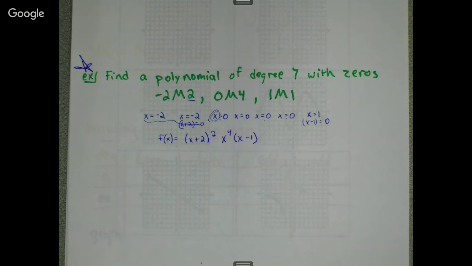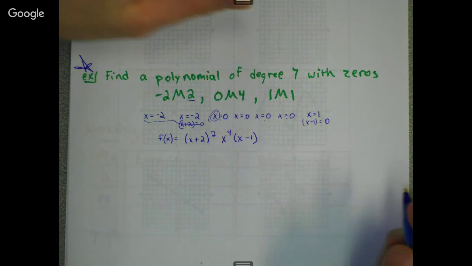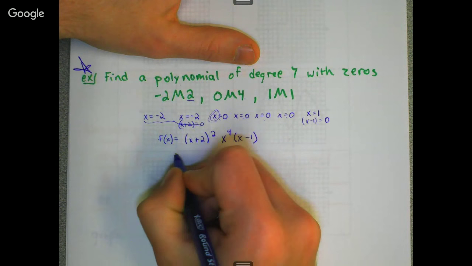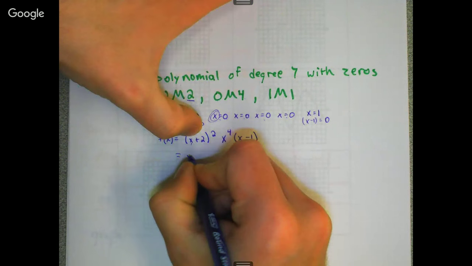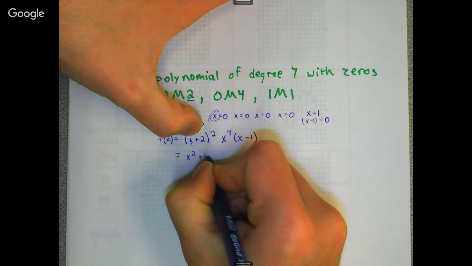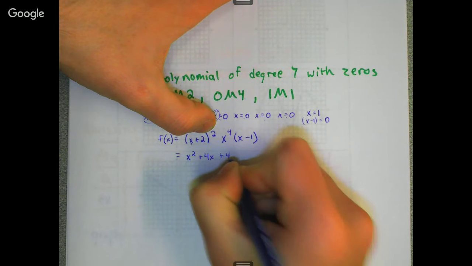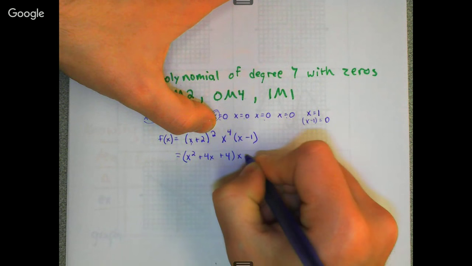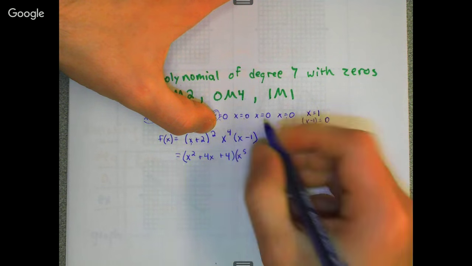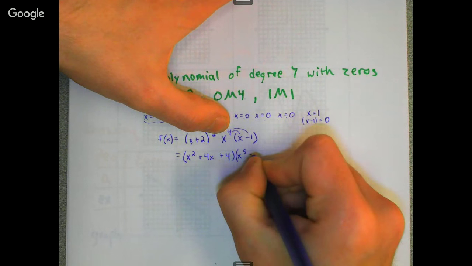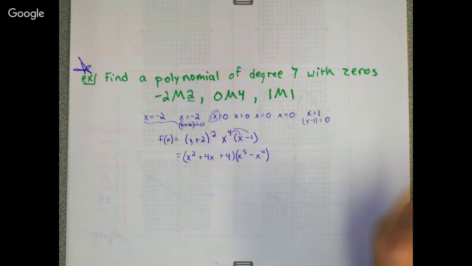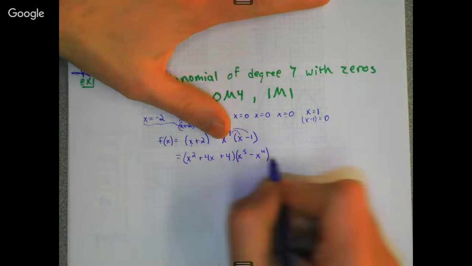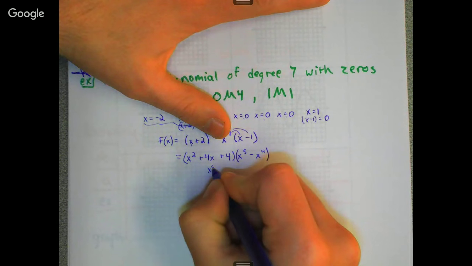So now all I need to do is multiply this all out. Okay, so we'll FOIL this part. That's square the first, multiply them all together, square the last. x to the 5th, distribute this in here, minus x to the 4th. Okay, so now I need to multiply all these together. So I've got x^5 minus x^4.